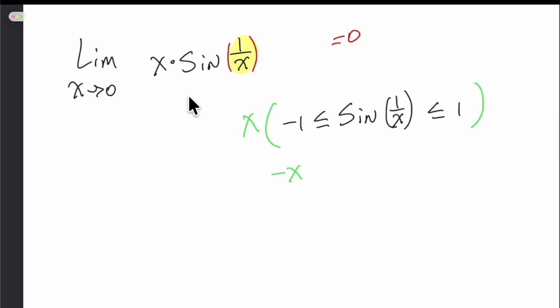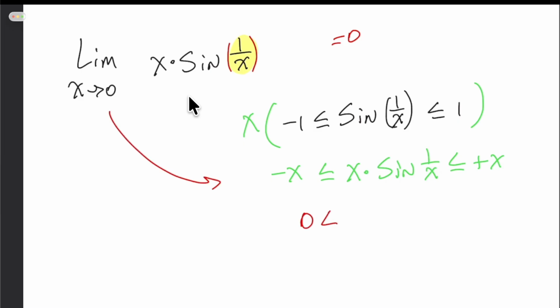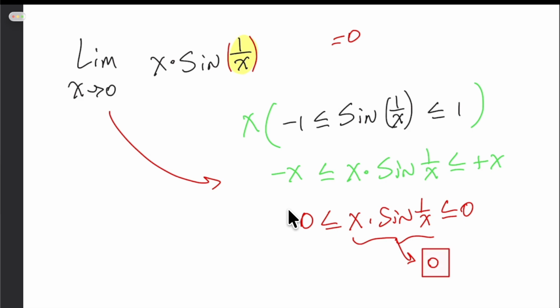So this is going to be negative x is less than or equal to x sine 1 over x is less than or equal to positive x. Now if we insert 0 here, we're going to have 0 is less than or equal to x sine 1 over x is less than or equal to 0. So the fact that our limit is being squeezed between these two zeros means the only possible answer is 0.